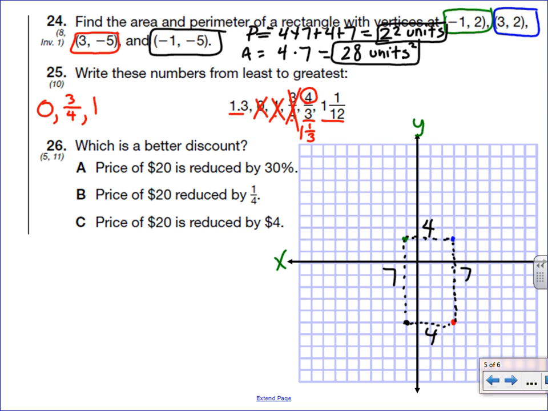Now I'm going to compare 1 and 1/3 with 1.3. 1/3 is one of those fractions that you should just know what it is as a decimal. 1/3 is the decimal 0.333 repeating, so 1 and 1/3 is 1.333 repeating. And since it has numbers past that first 3, it's bigger than 1.3. So 1 and 1/12 is next. It's smaller than 1 and 1/3. And then 1.3. And then the biggest is 4/3.